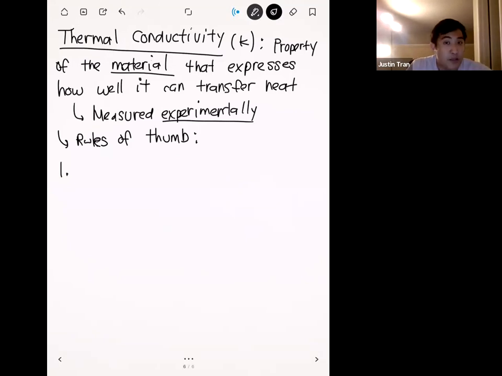All right. So number one concerns the different phases of matter. And so generally speaking, the thermal conductivity of a solid is going to be greater than the thermal conductivity of a liquid, which is going to be greater than the thermal conductivity of a gas.